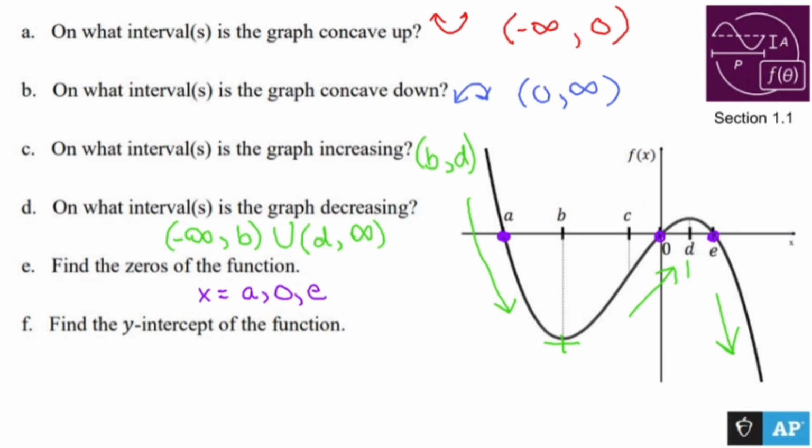And last but not least, find the y-intercept of the function. That's where my line crosses the y or f of x axis. And it looks like since it crosses the origin, the y-intercept is going to be 0. So why not be a little bit specific and say, well, 0, 0, the origin. Fun.